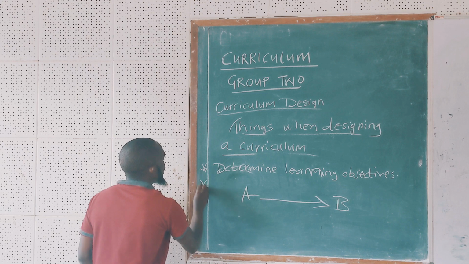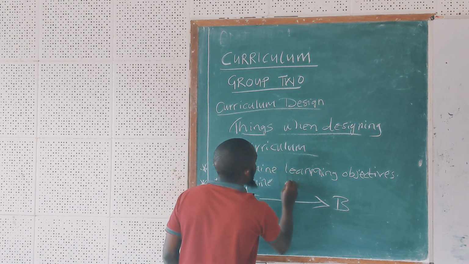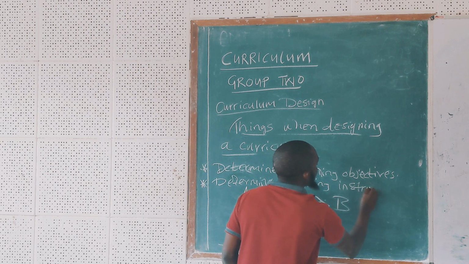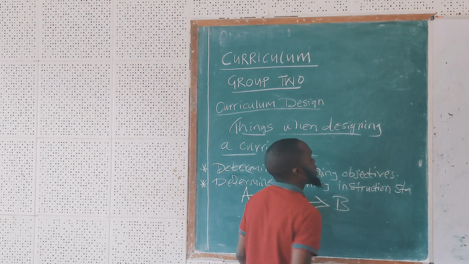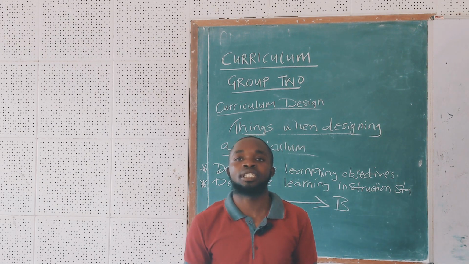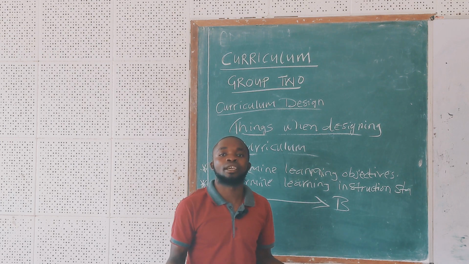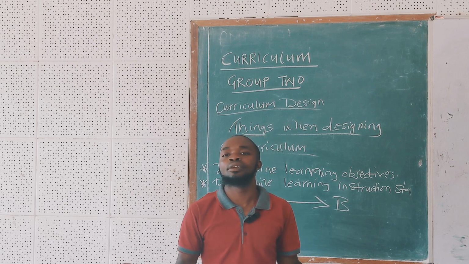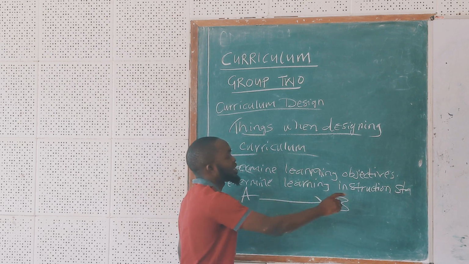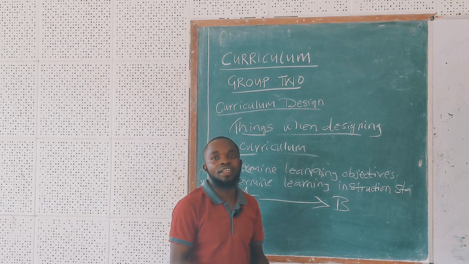Another thing that you need to consider is what we call determining the learning instruction strategy. Instructing strategy. What are learning instruction strategies? These are basically learning experiences or methods that you are going to use as the teacher or the lecturer who will be teaching. These might include discussions, group work, all those things that you put together in order to deliver a lesson. They are referred to as the learning instruction strategy.